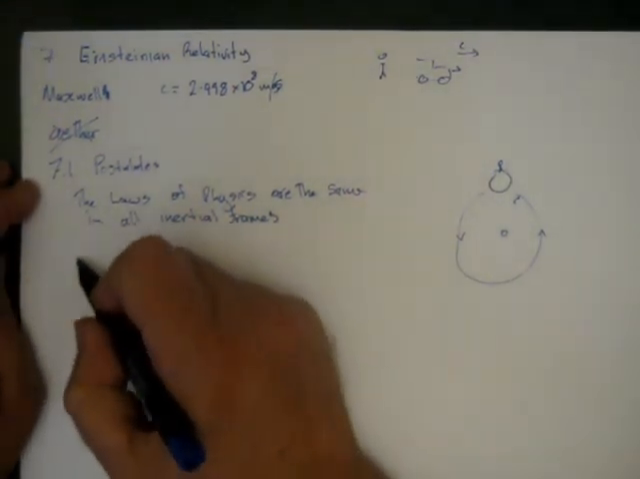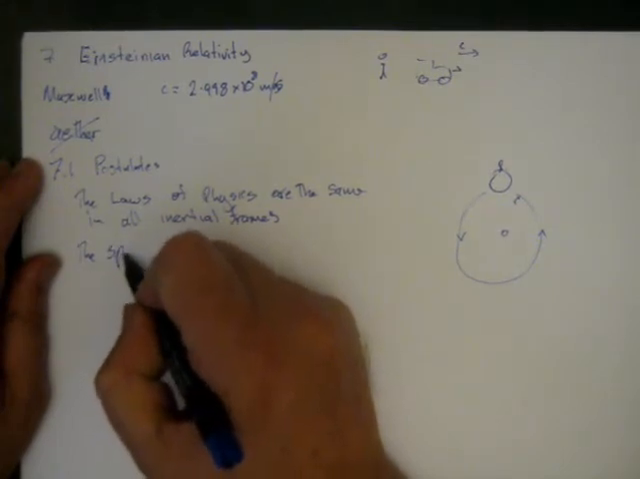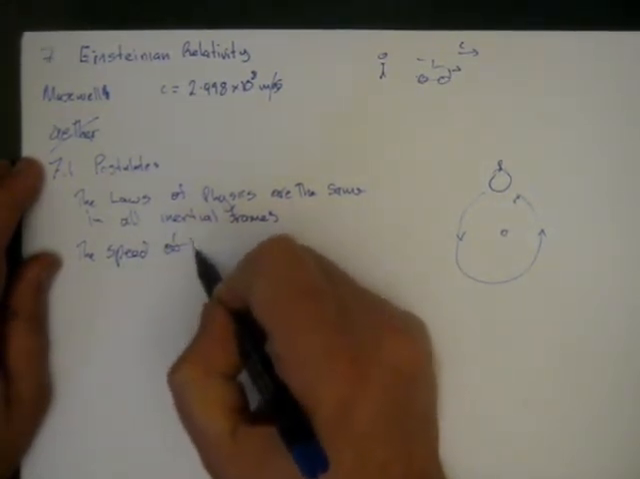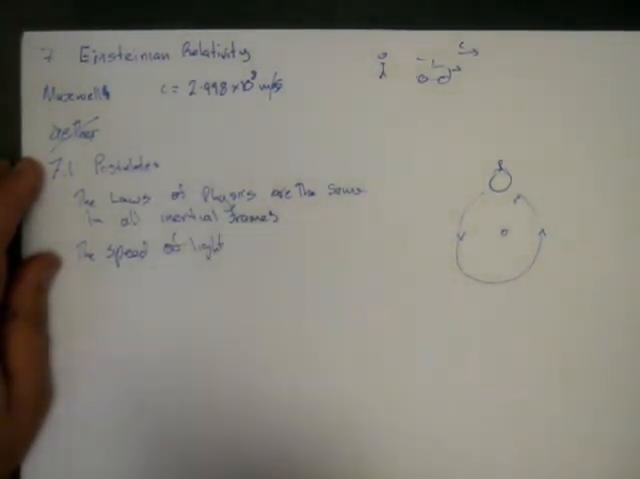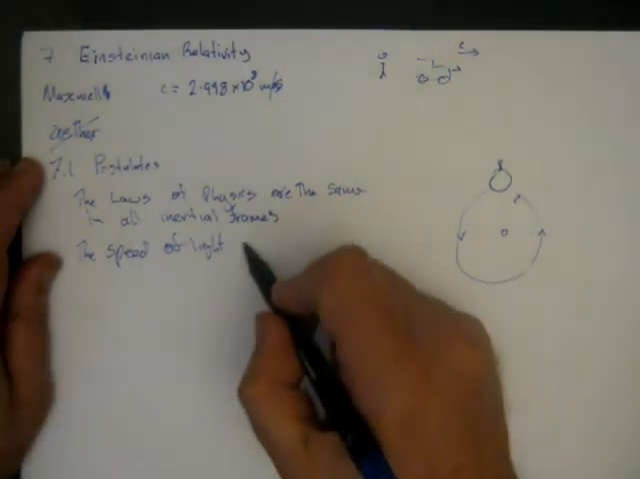And his other one was that the speed of light is the same for all observers.